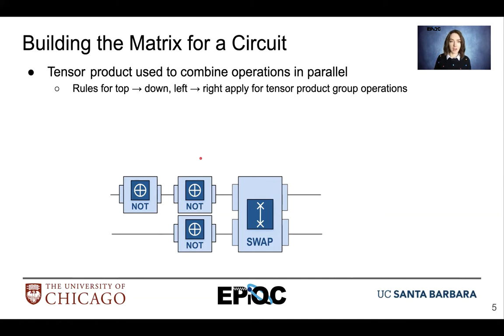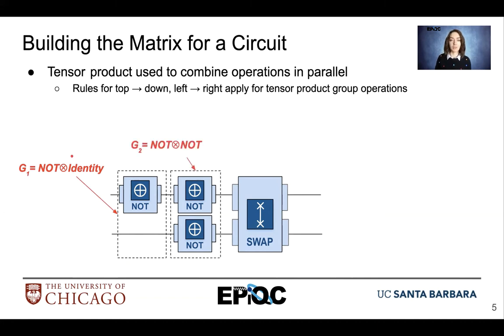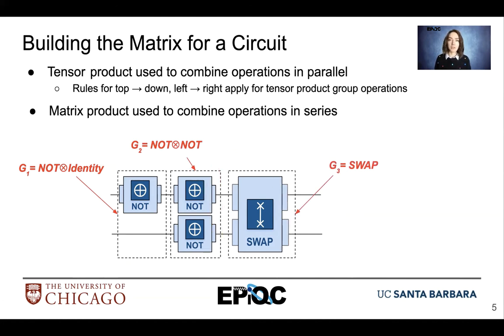The rules for that are top-down, left-right for tensor product of groups in parallel. So we have group 1 equal to not tensor identity, group 2 equal to not tensor not, and then group 3, we have the swap operation matrix. Matrix product is used to combine all operations in series. So once we have these 2-qubit matrices that describe each part of the circuit, we combine them using matrix product.